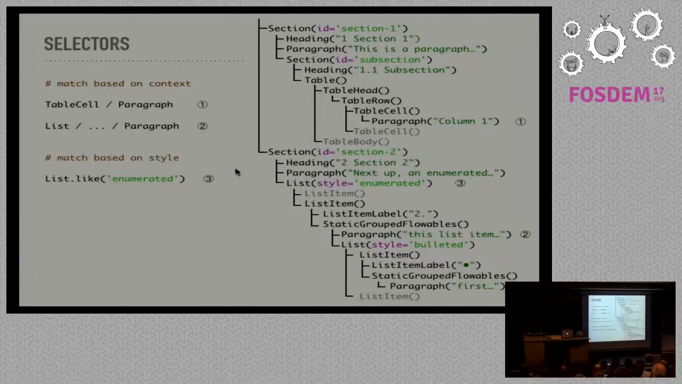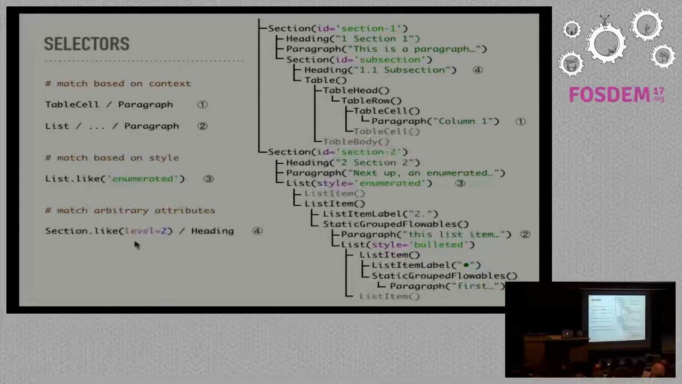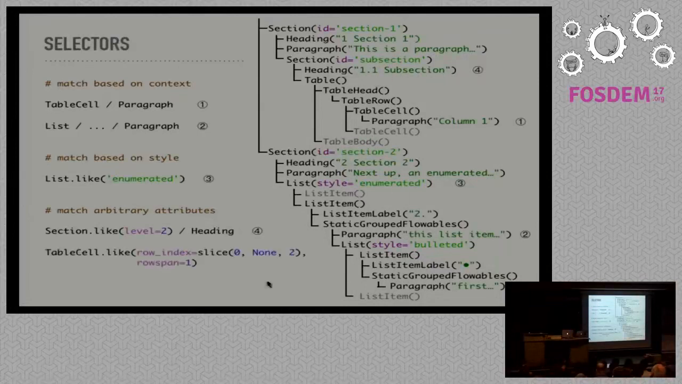We can also match arbitrary attributes, such as the level. The section has a level attribute that specifies its level in the hierarchy. So this is a level 2 section, so this is a level 1 section, as well as this one, so it's not selected, but this subsection is a level 2 section, and we select the heading below it, so it matches this element. We can do some more complex things like this, but I will not go into detail about this.